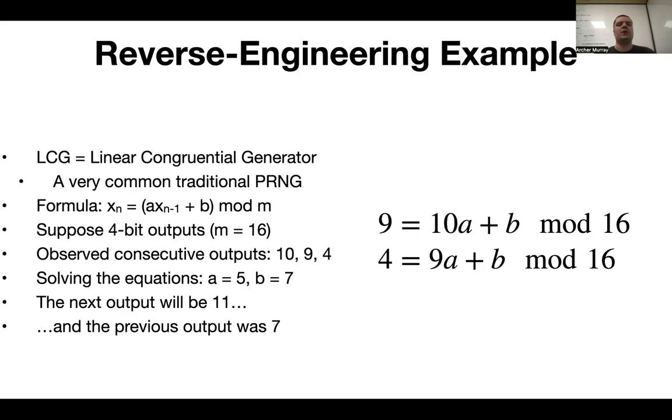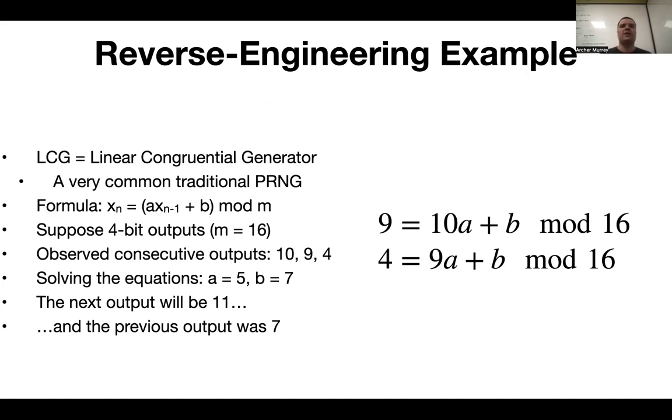Here's an example of how a traditional pseudo-random number generator could be reverse engineered. This is the linear congruential generator, or LCG. It's a very common pseudo-random number generator. And the way it works is to get the next output, you take the previous output, multiply it by A, and then add B, and then take mod M. So for our example, let's suppose that our LCG is generating 4-bit outputs. This is quite small, but we are doing a bit of a toy example here. So M in our case is 16, because 4 bits can only go from 0 to 15.